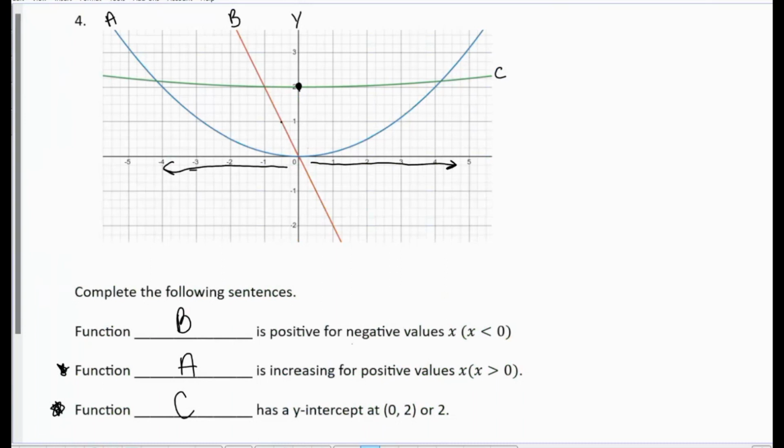And it's always good to start with what you know. This last one was the easiest one since we know y-intercepts. So that was the easiest one to start with.